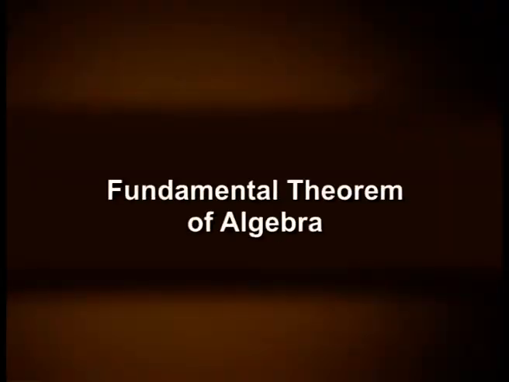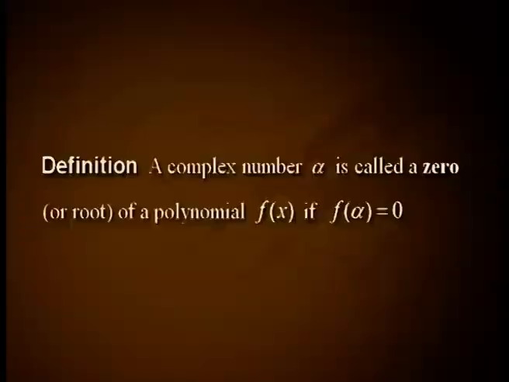Fundamental theorem of algebra. Definition: a function defined by f of x equal to p naught x raised to n plus p 1 x raised to n minus 1 plus etc. plus p n minus 1 x plus p n, where p naught not equal to 0, n is a positive integer or 0, and p i, i equal to 0, 1, etc. n, are fixed complex numbers, is called a polynomial function of degree n in the indeterminate x. The numbers p i, i equal to 0, 1, etc. n, are called the coefficients of f.